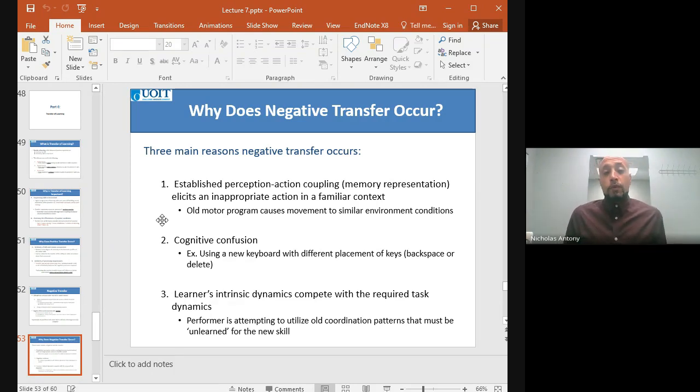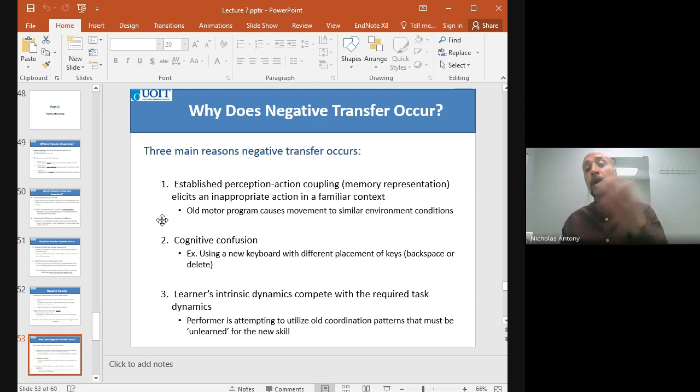So negative transfer occurs as a result of three main reasons. It can happen when, do you all remember from the motor control lecture when talking about perception action coupling, that as you become better and better at a motor skill, you couple your actions with what you're perceiving from the environment? So for example, Tao, you are now timing your movements based on your awareness of the ball coming at you. As you become better and better at a motor skill, you time your movements with the environment. So you have perception of the environment coupled with how you act, or the skill.